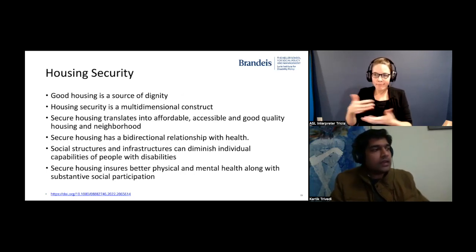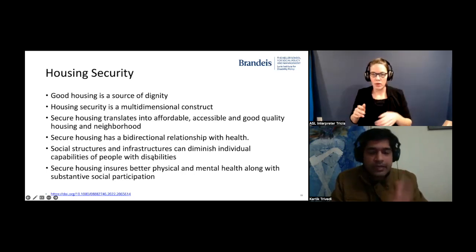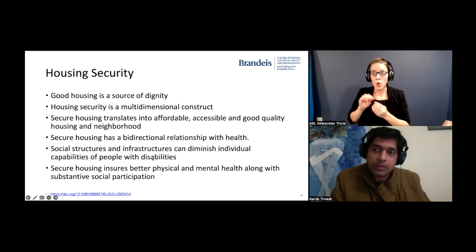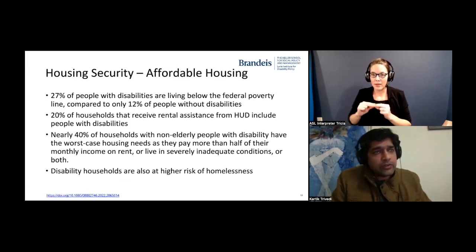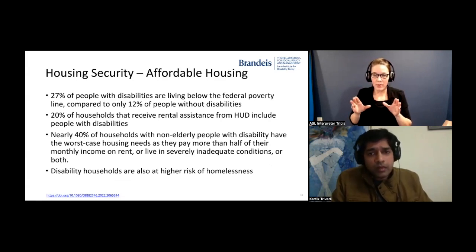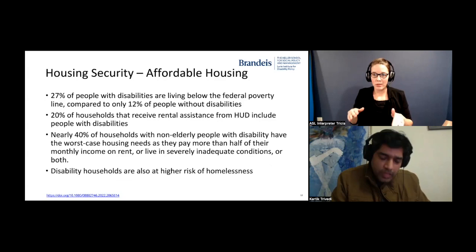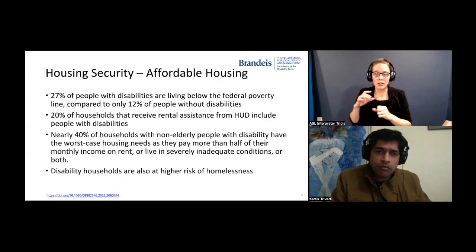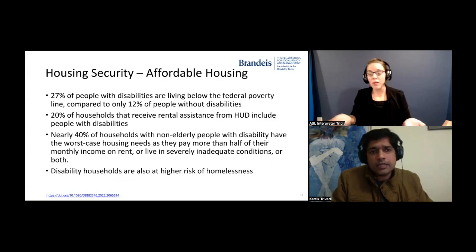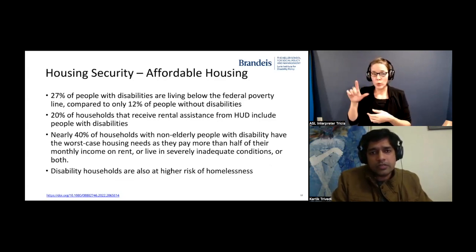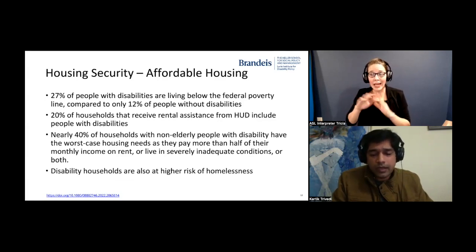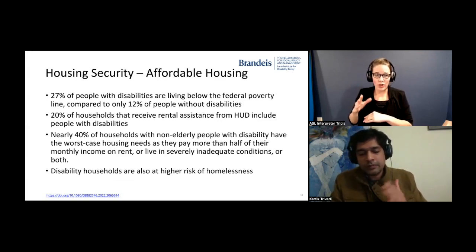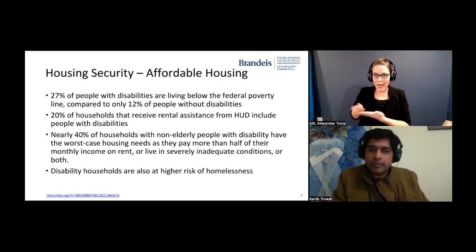With that, we get into the more detailed part of the work that we did and the paper that we built. On the next slide, I will bring your attention to the affordable housing part of housing security. When we think about housing security, we want to think about how affordable it is. Almost 27% of people with disabilities are living below the federal poverty line, which means that any housing cost might breach 50% of the income that they are making.